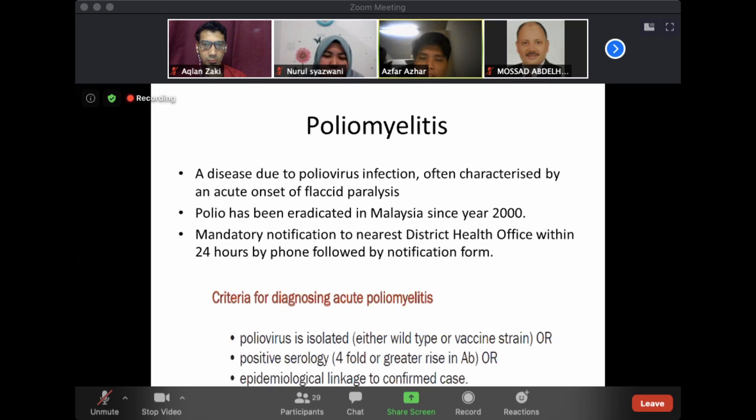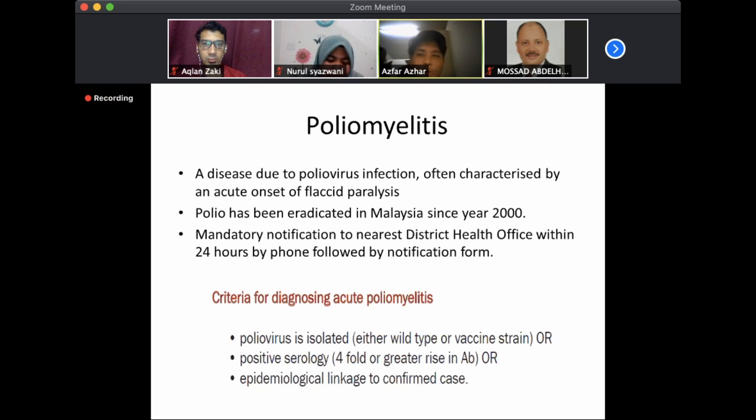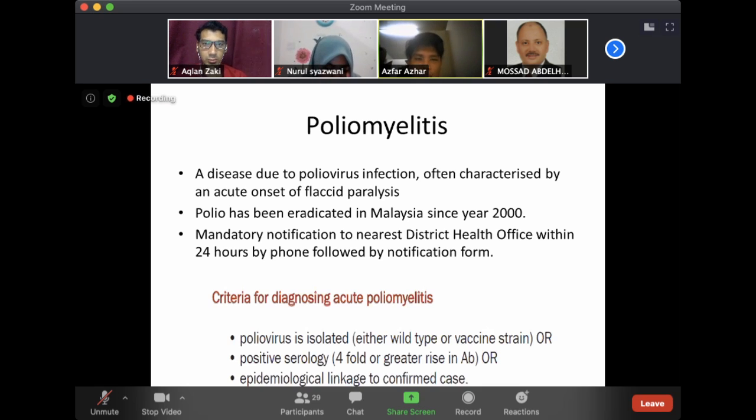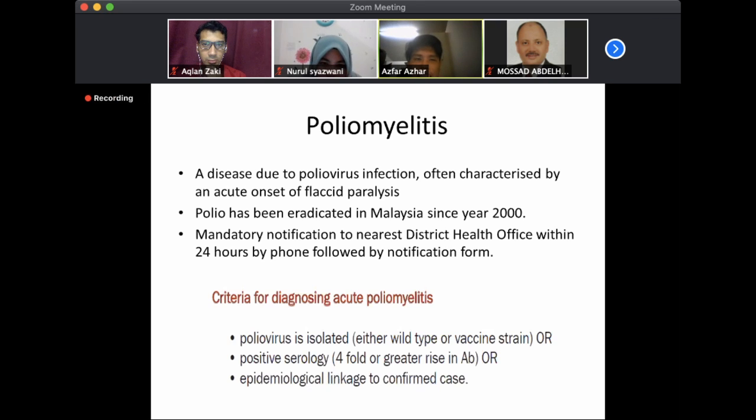Okay. The third case is poliomyelitis. So this is the important disease that we must consider in acute flaccid paralysis. So this is a global initiative to eradicate poliovirus. So Malaysia is also involved in this initiative, and we also must be involved in this initiative when we become a doctor. So it is a disease due to poliovirus infection, often characterized by acute onset of flaccid paralysis.